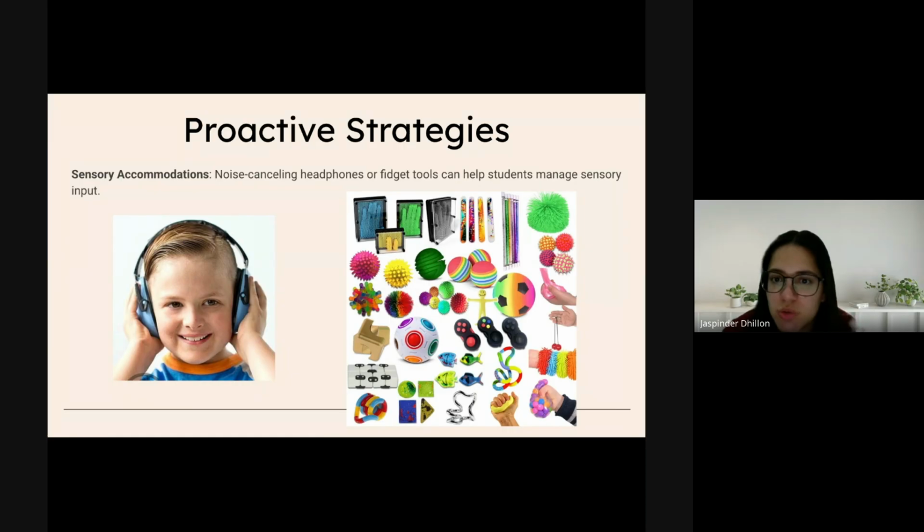Another one is fidget tools, which can help students manage their sensory input. And these are really helpful because there's such a large variety and range, and that can be used depending on what your student prefers, and they could be given a choice. And this could really help manage their sensory input, and it can be brought with them throughout the day for whenever they would need it.